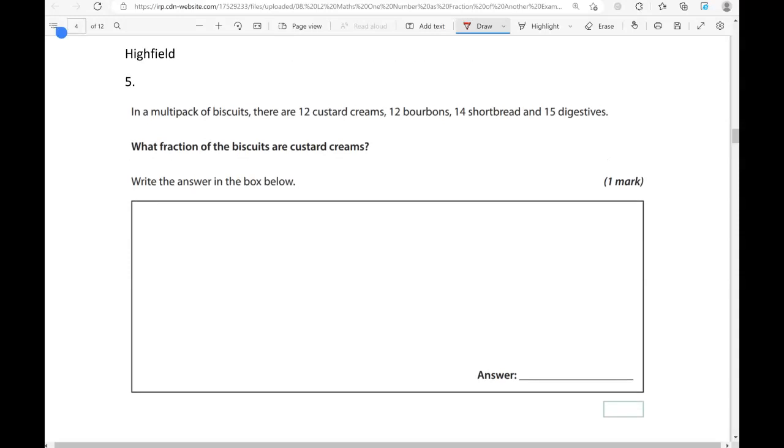In a multi-pack of biscuits, there are 12 custard creams, 12 bourbons, 14 shortbread, and 15 digestives. What fraction of the biscuits are custard creams? Write the answer in the box below. So custard creams, that is 12 out of the total, which is 12 and 12 and 14 and 15.